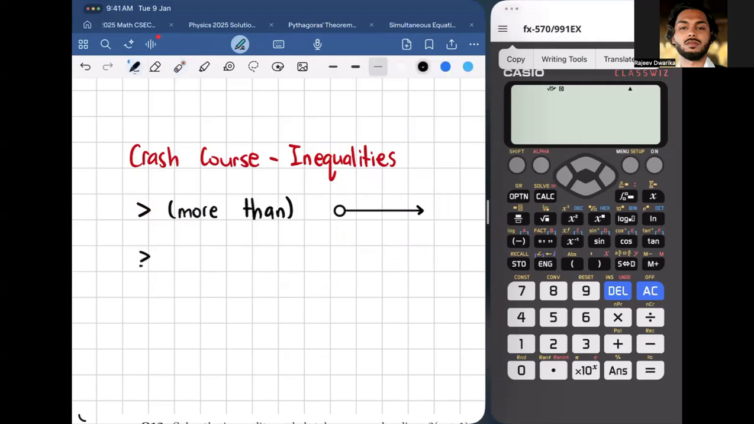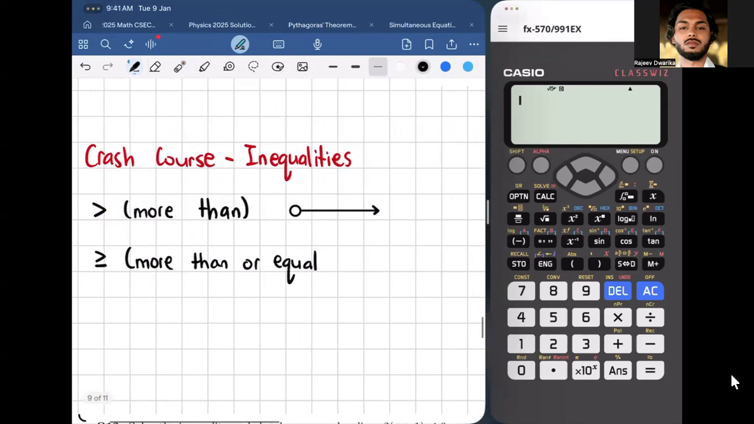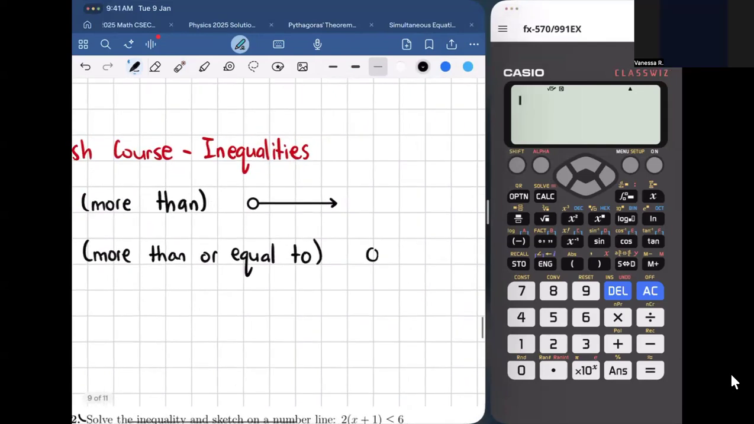Do you know what this represents? More than or equal to. Right, more than or equal to. And instead of an empty circle inside, what am I gonna draw? Well, I'm gonna shade it. Yeah, a shaded one, right? So a solid one.